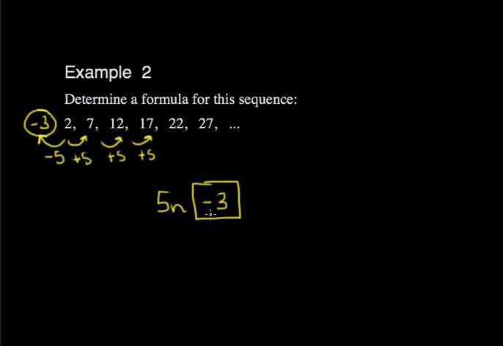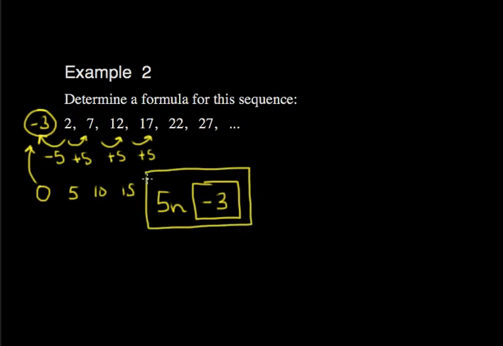Now how else could we have found this? Just by looking at the 5 times table, which is 5 and 10 and 15, and saying what do we need to do to that 5 times table to get our sequence? We have to subtract 3. And if we looked at the one before, which was 0, that actually tells you what the number is straight away. So that's why it works. So this sequence is 5n minus 3.